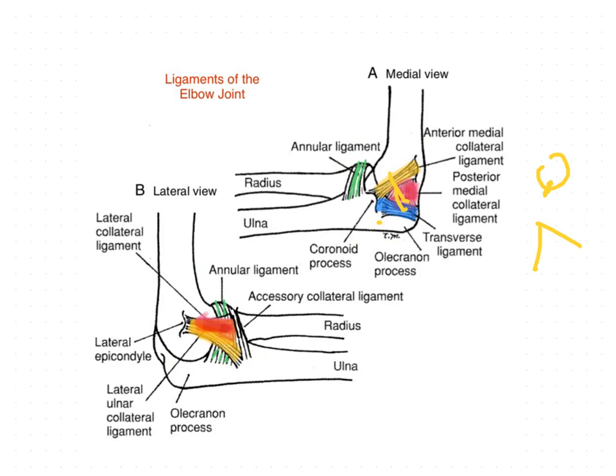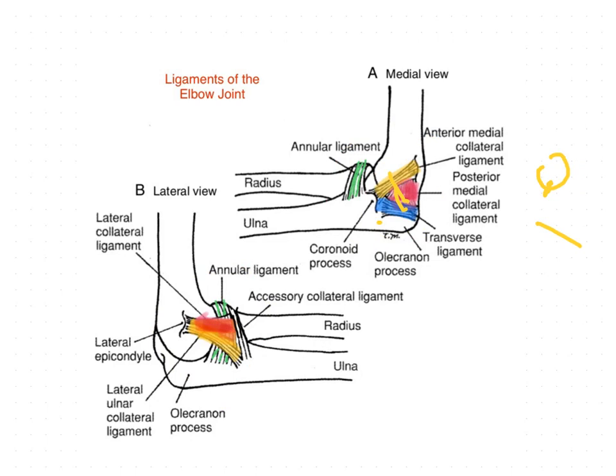And this ligament is overlaid by... as we have seen, this ligament will have some attachments with the common flexor tendon. So mainly this anterior part is overlaid by the flexor carpi ulnaris, pronator teres and flexor digitorum sublimis muscles. So these muscles are overlaid over the anterior bundle of the medial collateral ligament.